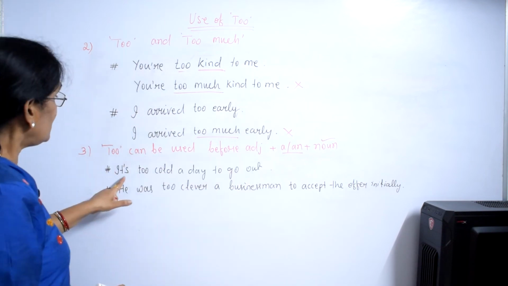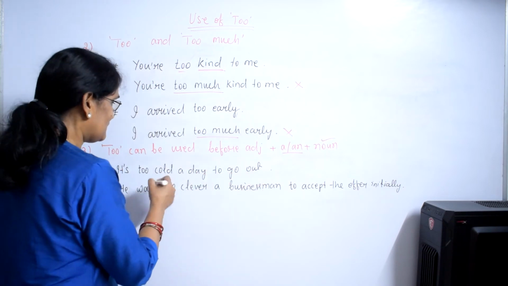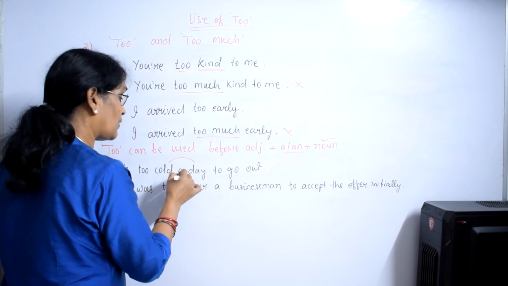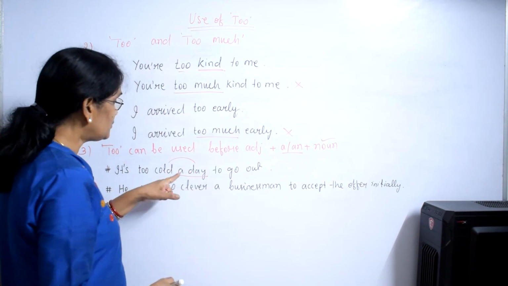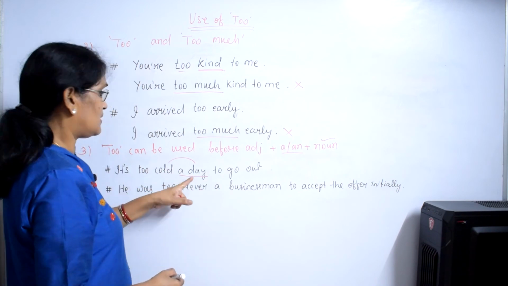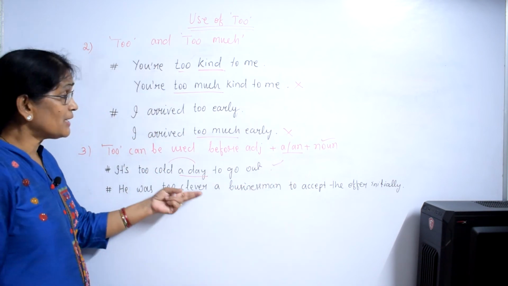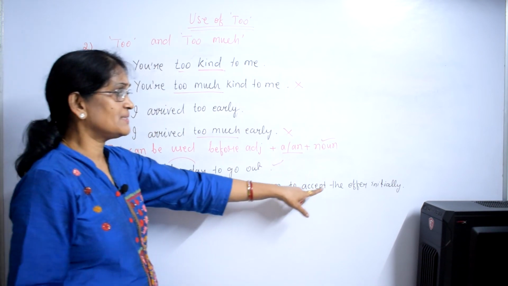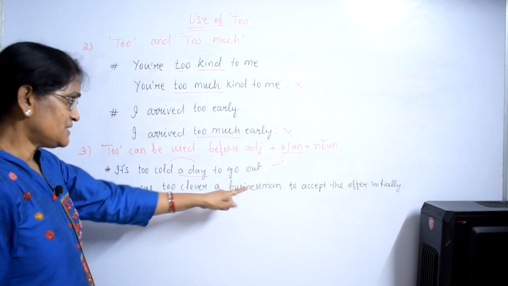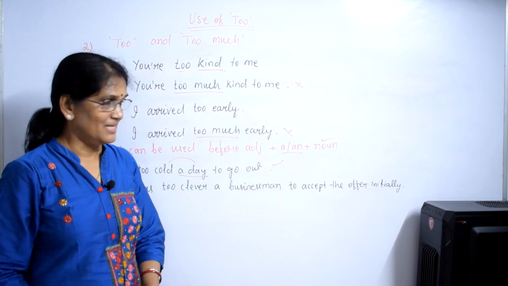Let's see. It's too cold a day to go out. Okay? That means not before a noun. It is used before a noun phrase, or day with one article, a or an. It's too cold a day to go out. It's correct. He was too clever a businessman to accept the offer initially. What is its meaning? As a businessman, he was too clever to accept the offer initially.